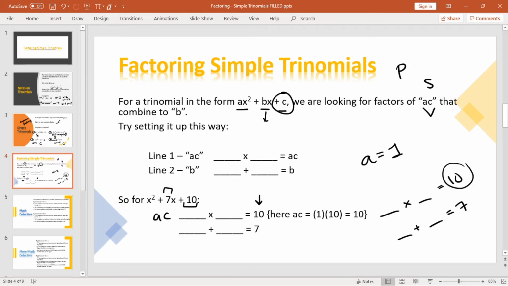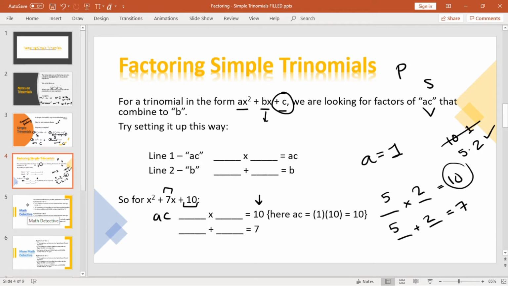So you're always going to be taking that AC line, and you're going to be looking for factors of 10. How can you make 10? You can make 10 by doing 10 times 1 or 5 times 2. So if this is going to be factorable, some of those have to work. 10 times 1 makes 10, but 10 plus 1 adds to 11. No good. 5 times 2 multiplies to 10, and 5 plus 2 makes 7. So that is good.